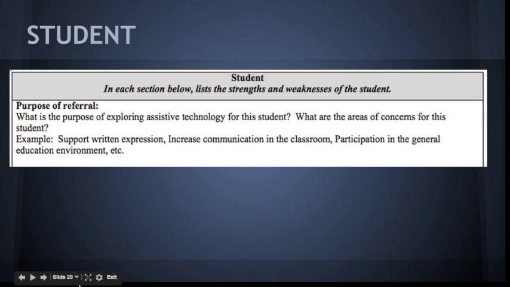In the SETT process, the first area I mentioned we look at is the student. So what's the purpose of the referral? Why are we looking to explore assistive technology for the student? Is it to support written expression? Is it to increase communication and participation in the general education environment? Is it for community-based instruction and helping them function in the community?